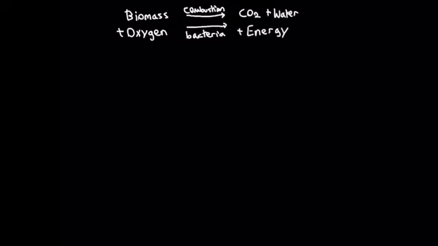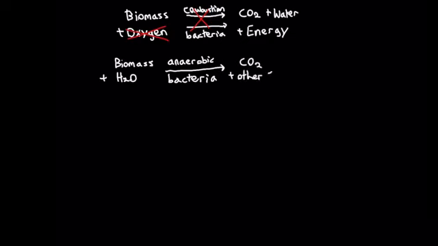Biomass breaks down into carbon dioxide and water when exposed to oxygen. This process releases energy and can be facilitated by combustion or by bacteria. When there is no oxygen present, biomass cannot be fully decomposed into carbon dioxide and water. However, bacteria can still partially break down biomass without oxygen. These types of bacteria are called anaerobic bacteria.